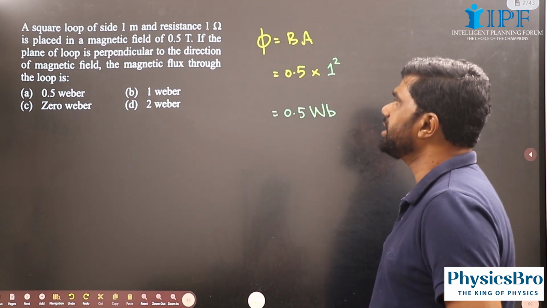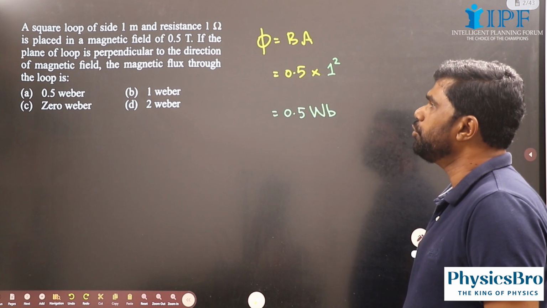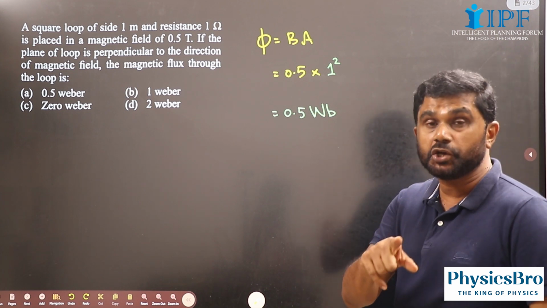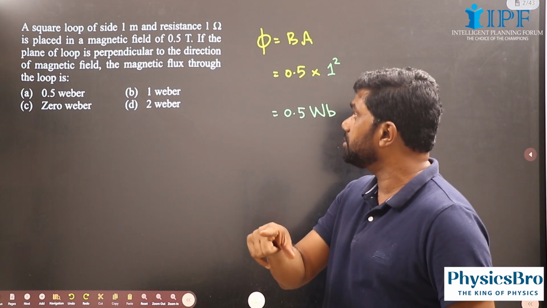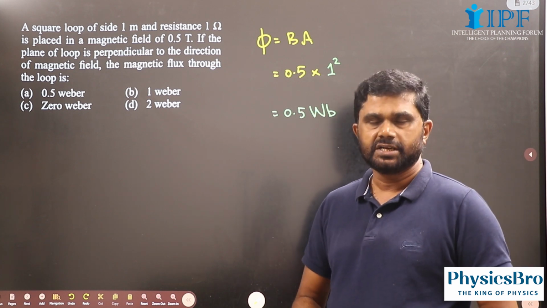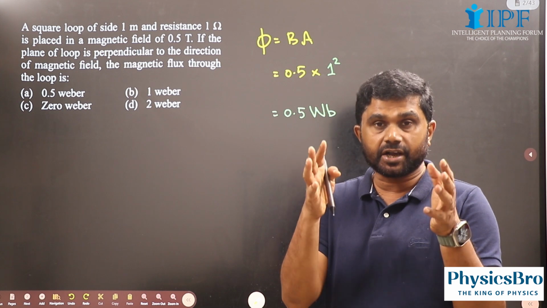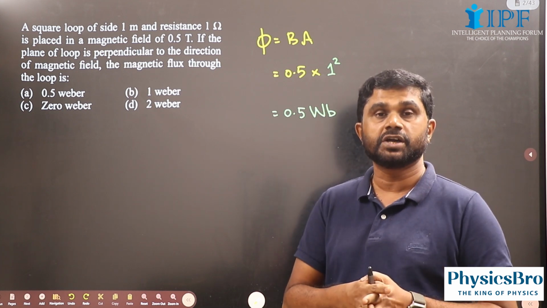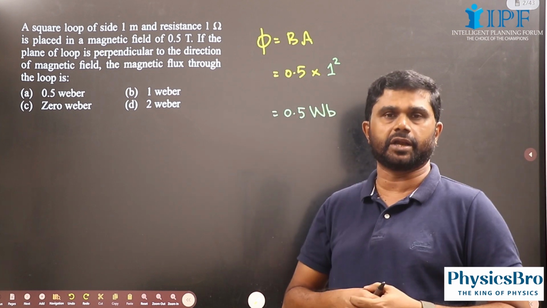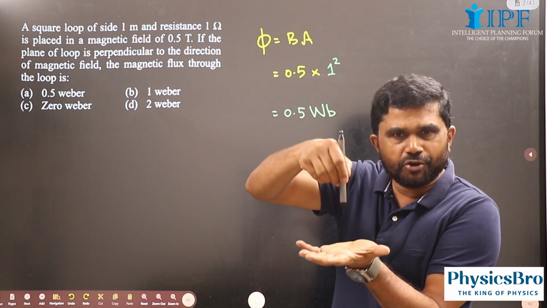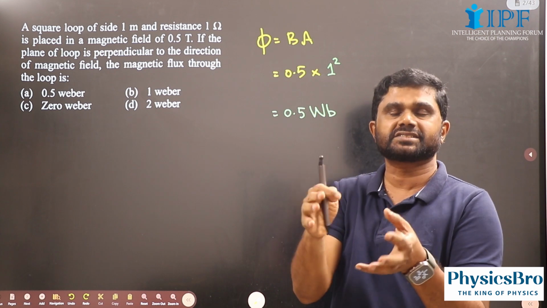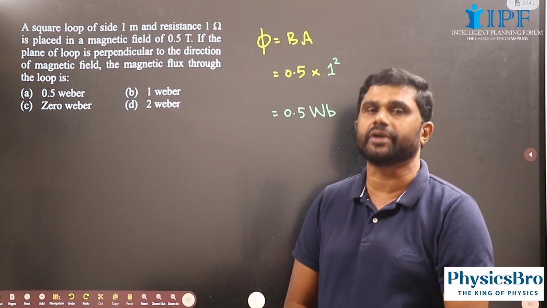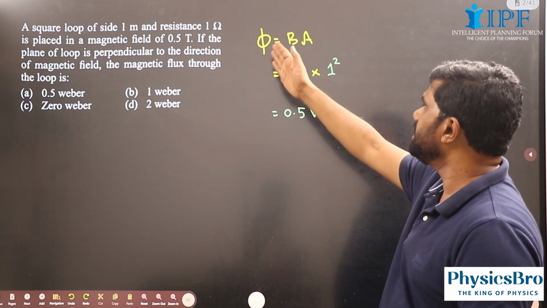A square loop of side 1 meter and resistance 1 ohm is placed in a magnetic field of 0.5 Tesla, and the plane of the loop is perpendicular to the direction of the magnetic field. Magnetic flux linked with a coil means the total number of magnetic lines of force passing normally through that coil. Here the magnetic field is normal to the area of the coil, so the flux linked with the coil will be simply the flux density into area, phi equal to BA.